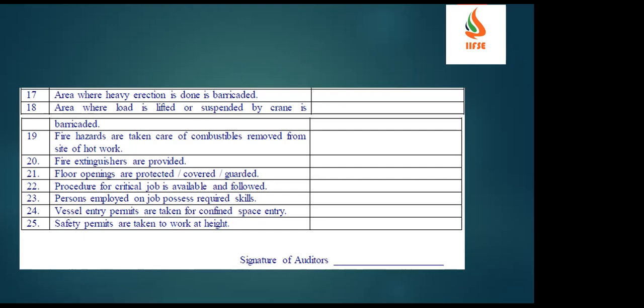And also floor openings are protected, covered and guarded. These floor openings are protected, covered and guarded for 2 reasons. One, we can avoid any fire accident. The other, we can avoid any fall of people.